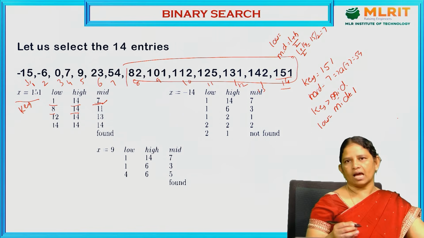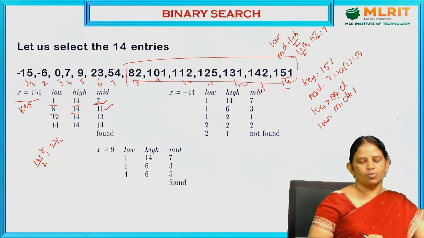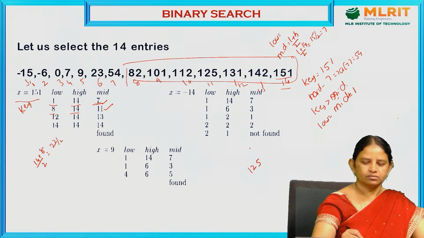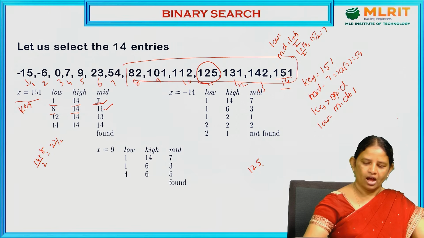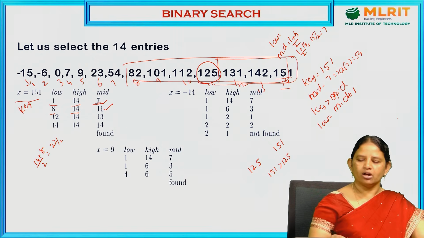Now again calculate the mid value. 14 plus 8 is 22, divided by 2 we get 11 as the mid value. What is A of 11? 125. And what is the key element? 151. 151 is greater than 125. Again concentrate on the right sublist, and low is mid plus 1.